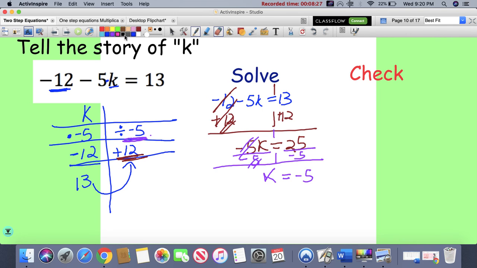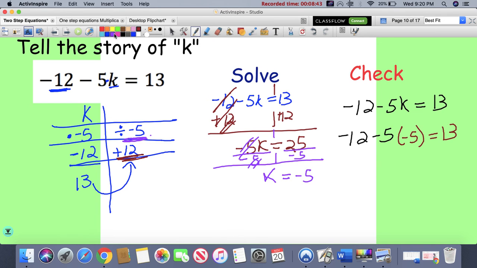Good. Let's do our check. Copy the original equation. So I'm going to go negative 12 minus 5, and instead of that k there, I'm going to replace it with negative 5 equals 13. Let's see if that's true. Do order of operations. There's nothing to do on the right side. So first thing I want to do is multiply these two. So it's negative 12, and a negative 5 times a negative 5 is going to be positive 25, right? And then these two, negative 12 plus 25 is going to be 13, which is going to equal 13 on the other side.